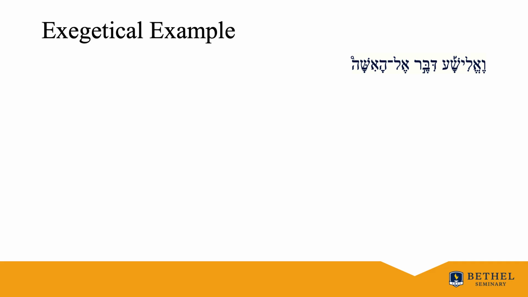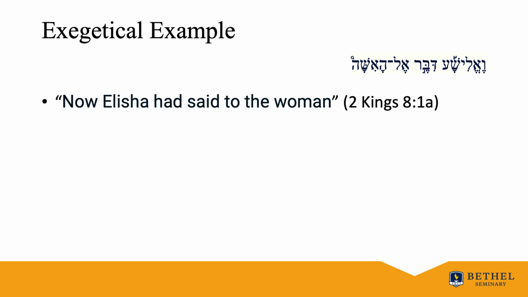So let's turn to the Bible and see how asher functions and why it's important to pay attention to the relative pronoun. In 2 Kings chapter 8, the sentence begins as follows. Ve Elisha diber el Haisha. Now Elisha had said to the woman.